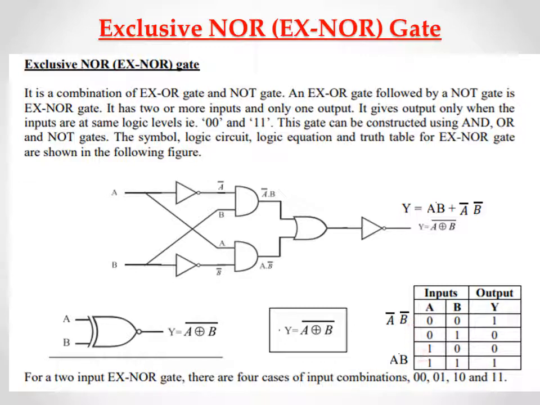So from this we are taking the output combination for 0, 0 as A bar B bar and for 1, 1 as AB. So from this the output expression Y is equal to AB plus A bar B bar. That is equal to A exclusive OR B, the whole bar. This exclusive NOR gate is mainly used for comparator applications.